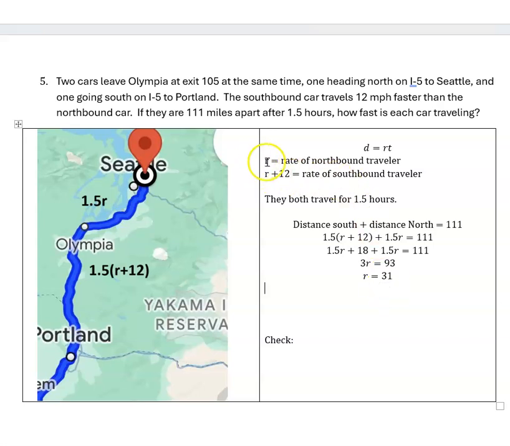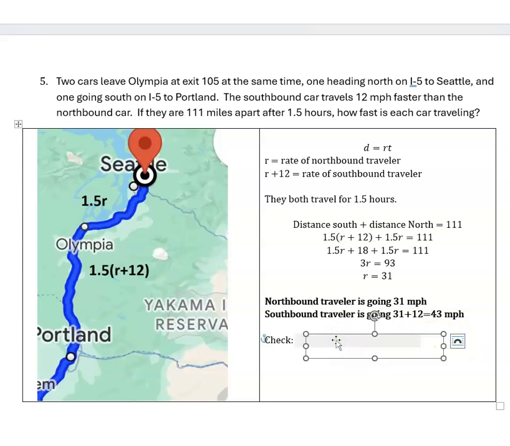What is 31? 31 is the rate of the northbound traveler because it's R. So the northbound traveler is going 31 miles per hour, and the southbound traveler is 31 plus 12, or 43 miles per hour. You might think that was super slow, but if you live in the area, they were doing that right as JBLM was letting out, and the traffic was crazy going north, and the southbound traffic was also slowed down. Happens all the time up here.